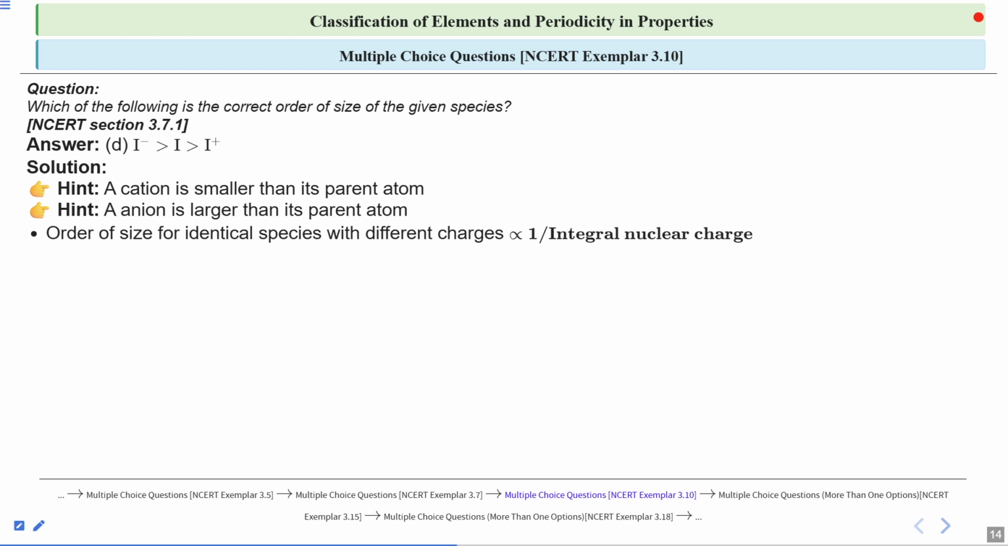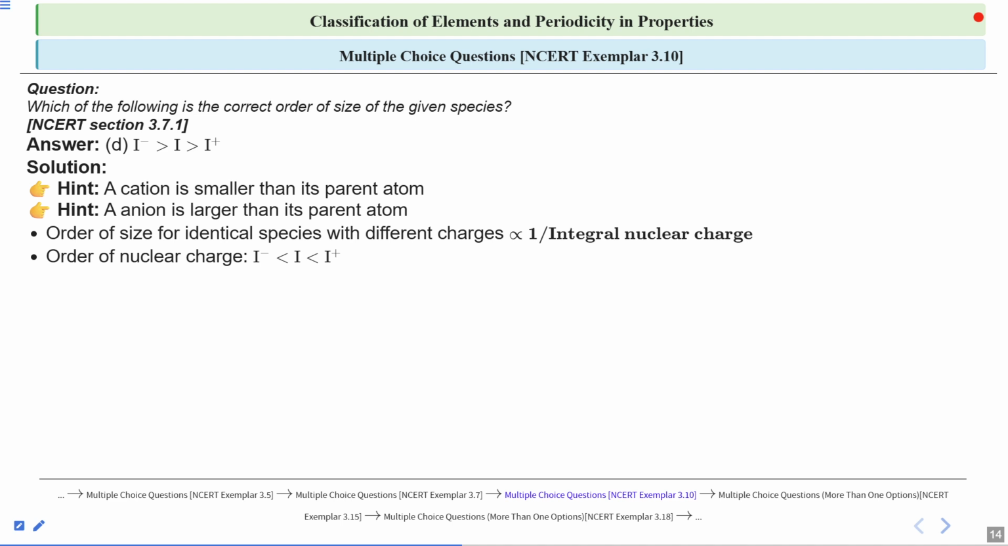Right? If you don't know that part, then you can again refer to this simple analogy for the order of size. Now in this case we are not considering isoelectronic species, but identical species. So these three are iodines. Now if the same atom is there and the charge is varying, then the size is inversely proportional to the effective nuclear charge. What is the reason behind it? Your I negative is having more electrons. As a result, there will be electron repulsion, and hence the size will increase.